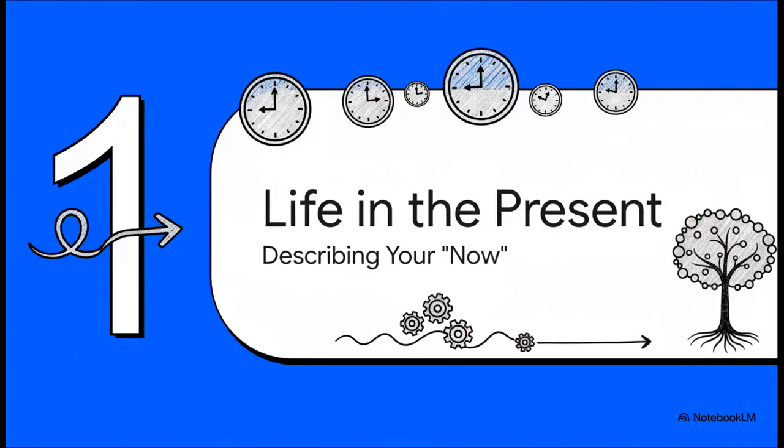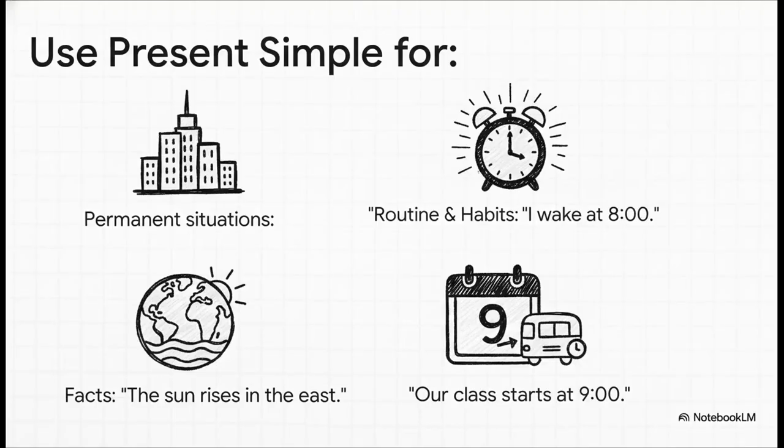Okay, so let's start with the now. To talk about your life as it is today, the things that are true for you day in and day out, we use a tense called the present simple. This is like the foundation of your entire story. So when do you actually use it? Well, think of it like this. For a permanent situation, like where you live, you're going to use the present simple. A daily habit, like what time you wake up, that's present simple too. A scientific fact or a fixed schedule. Yep, you guessed it. It's all present simple. This tense is for all the stable, predictable parts of your world.